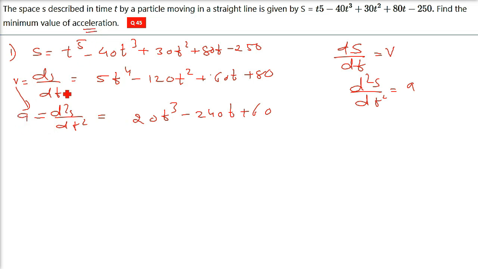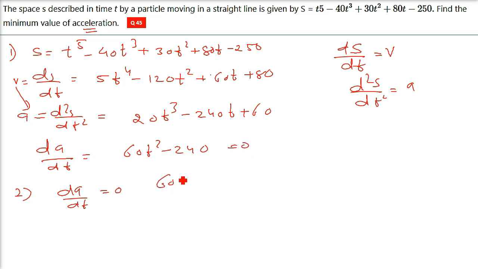Don't worry about the two equations we wrote in the first and second line. The third equation is the actual thing. So now you will differentiate this one. dA by dt is the actual differentiation, and this is what we are going to equate to 0. 60t square minus 240 equals 0. 6 4s are 24, you know that you are going to get 4t square equals 4. So t will be equal to plus minus 2.